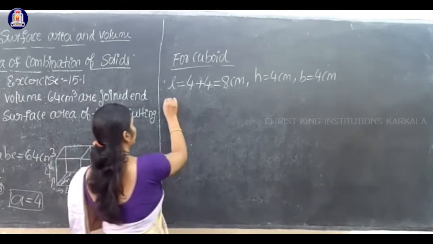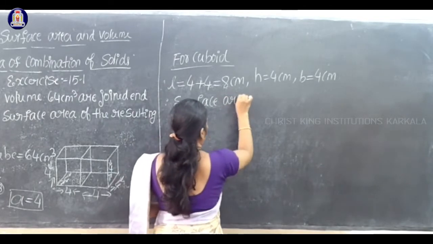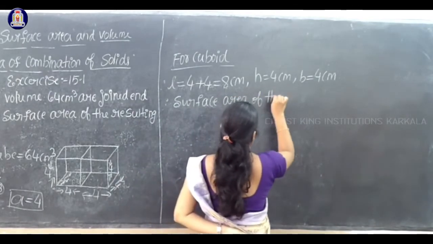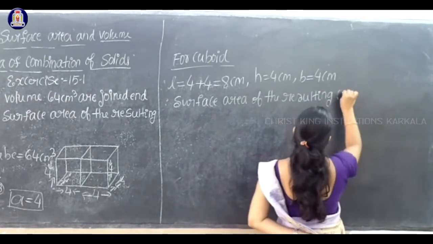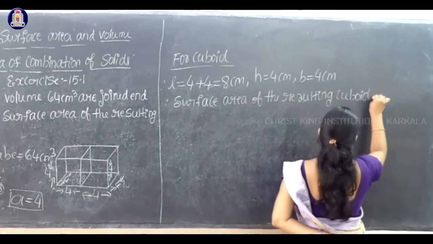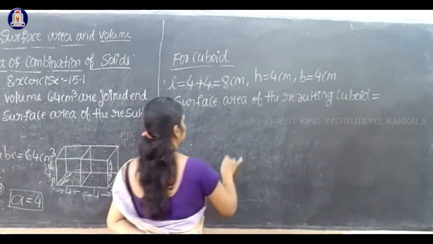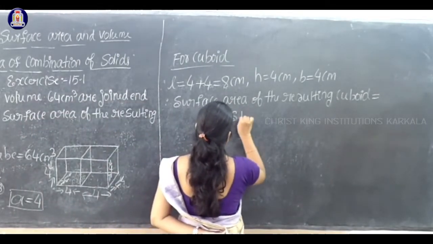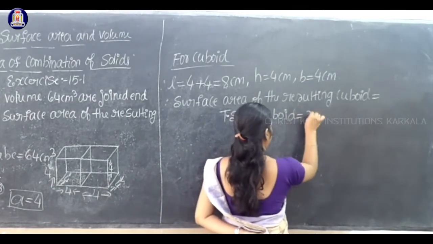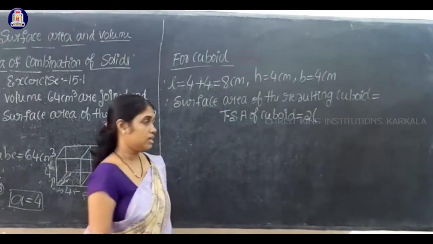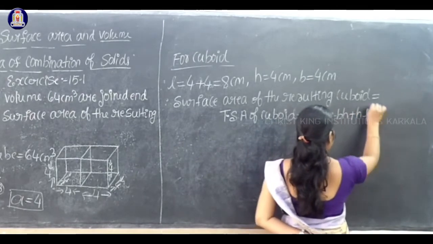So therefore, surface area of the resulting cuboid is nothing but the TSA of the cuboid. What is the formula to calculate the TSA of the cuboid? It is given by 2 into (LB plus BH plus HL), right?